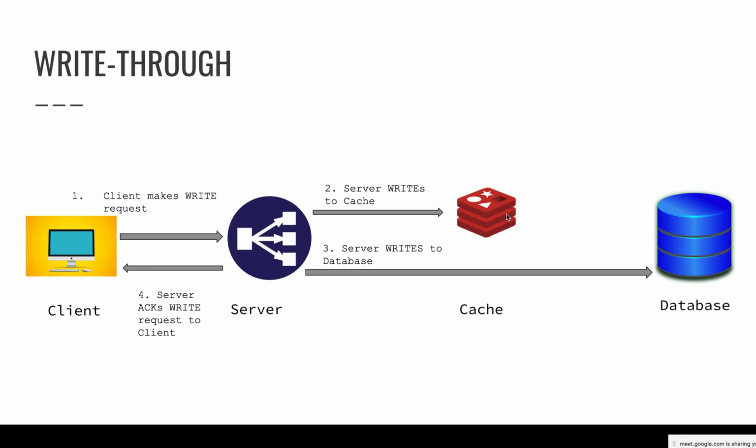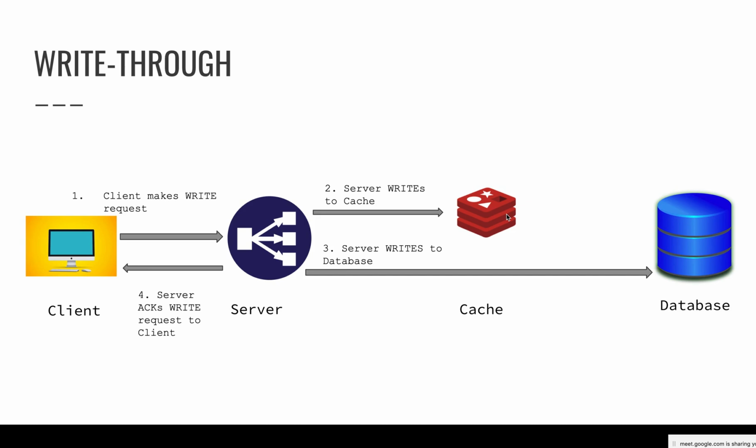Cool. So the first strategy in which you can write a certain piece of data to a cache is called write through. The reason why it is called write through is that data is first written to the cache and then written to the database.